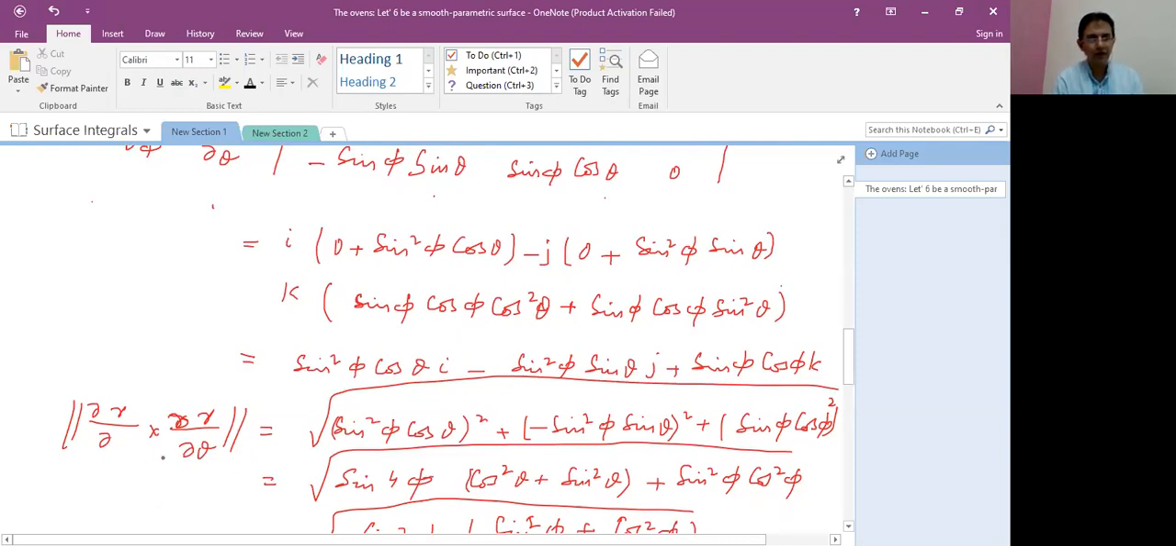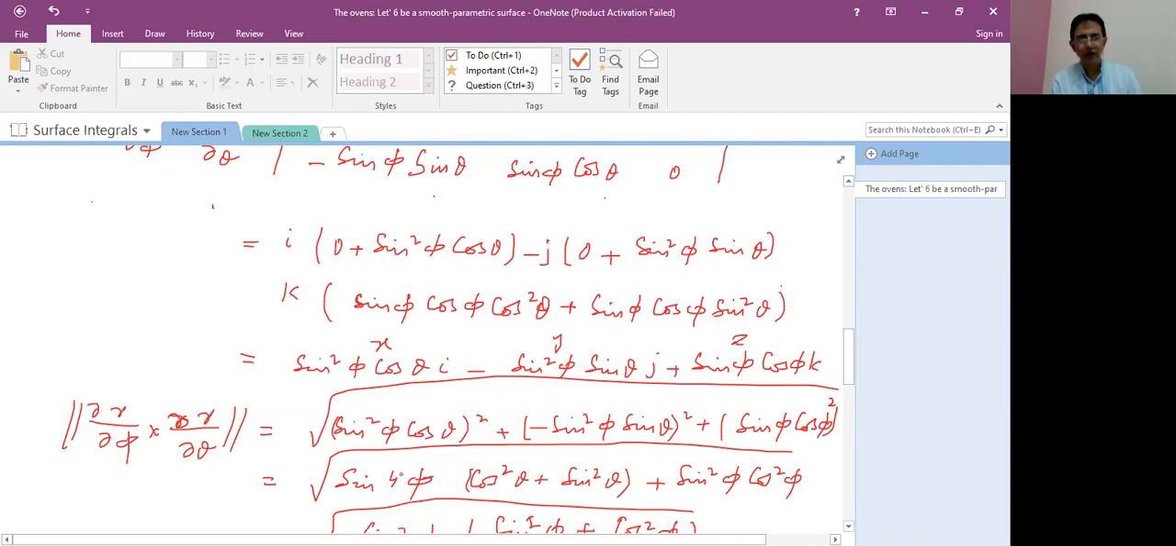the magnitude of ∂r/∂phi times ∂r/∂theta, which is equal to the square root of x square plus y square plus z square. What is x? Students, it is x, it is y, and it is z. So we will put here x square plus y square plus z square.